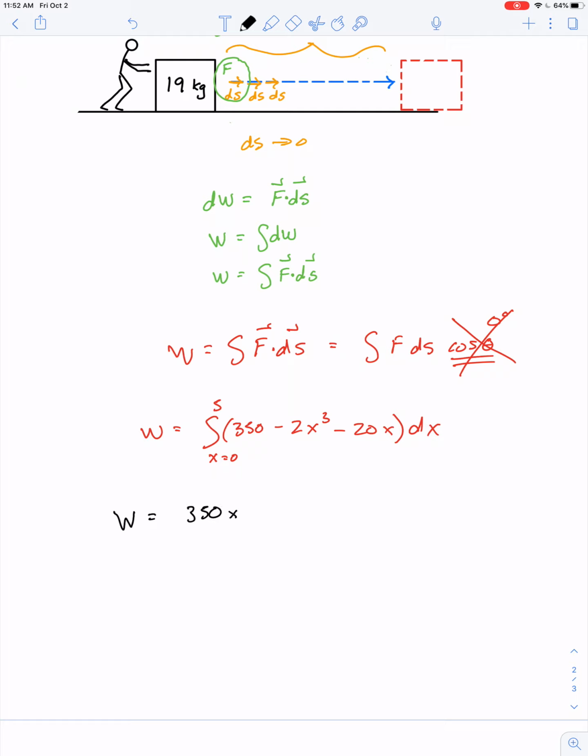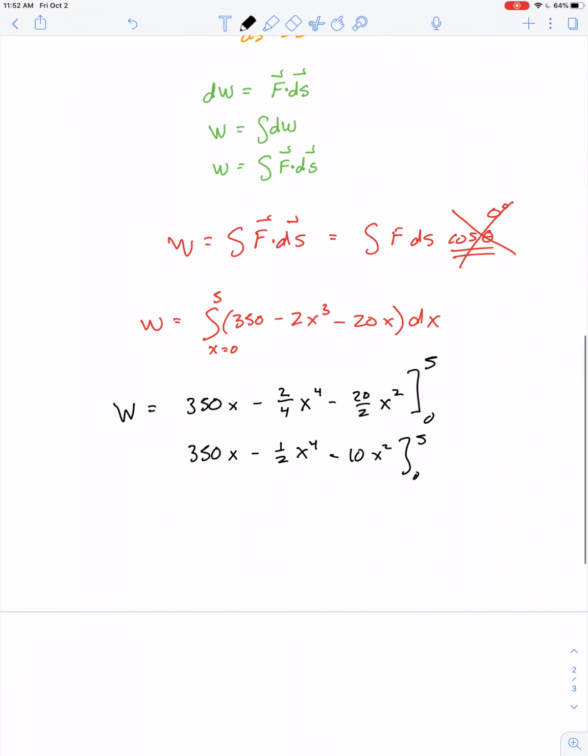350x minus 2/4 x to the 4th minus 20 over 2 x squared. We can simplify that a little bit. 350x minus 1/2 x to the 4th minus 10x squared. Of course, this is evaluated from x equals 0 to 5.